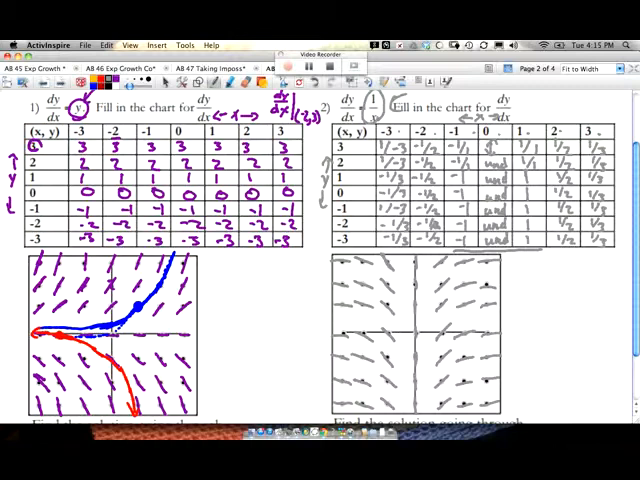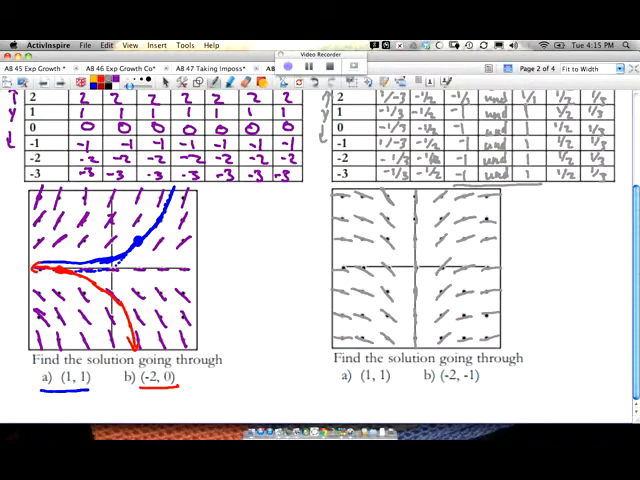Now it's going to ask us some questions about particular solutions. So let's start with the first one. I'll do it in blue. Through 1, 1. So I'm going to go through this point right here. So again, I'm just going to kind of follow this path, and it looks like that goes there, and then this is going to go down. And there we go. That's the solution through 1, 1.